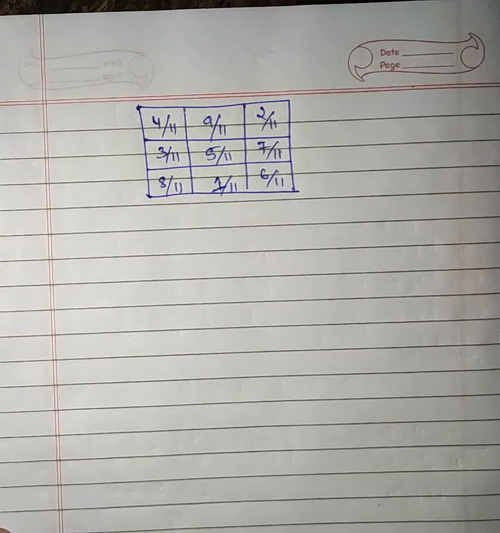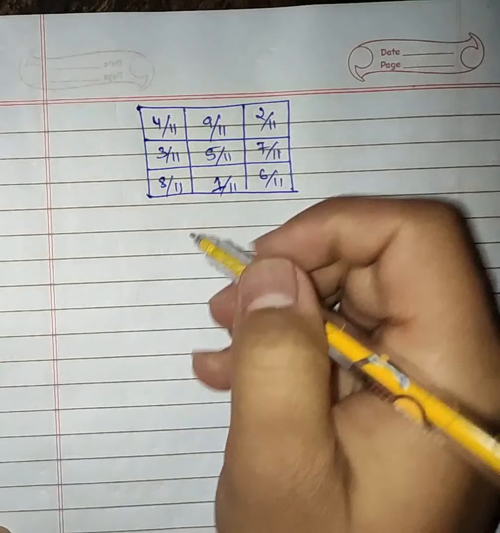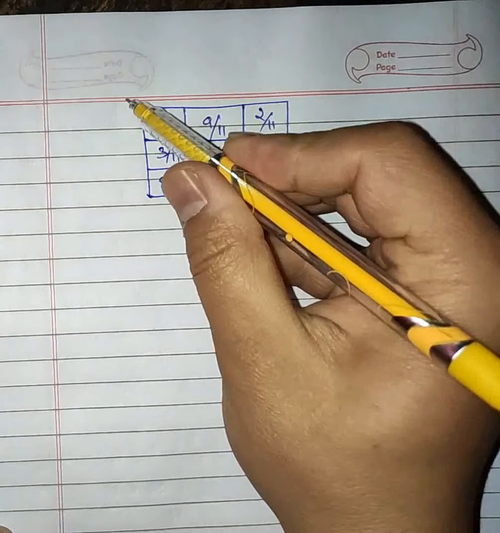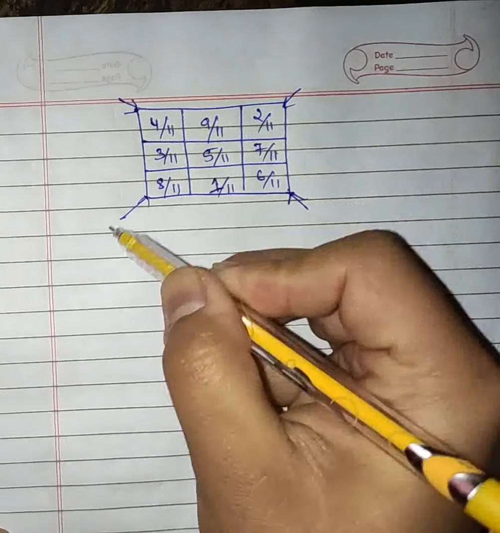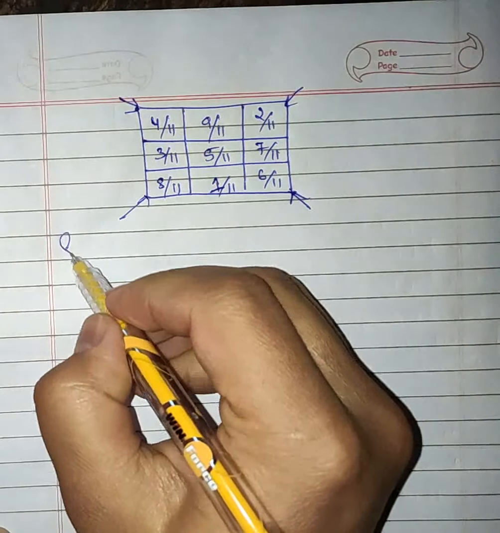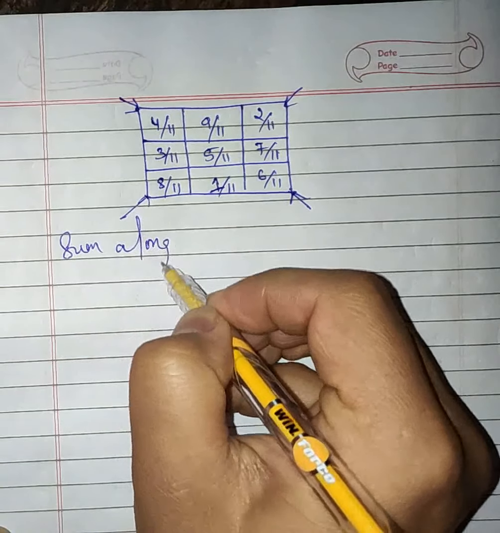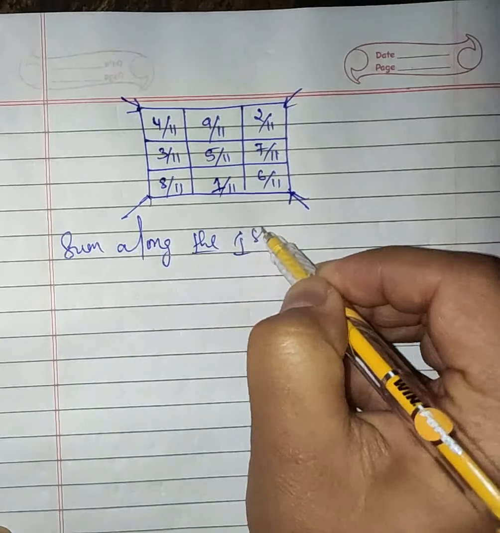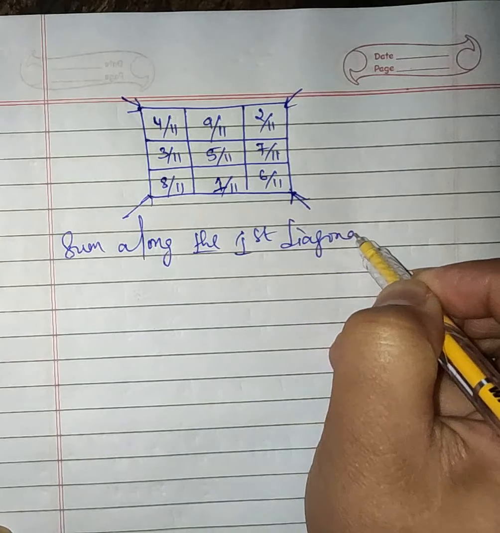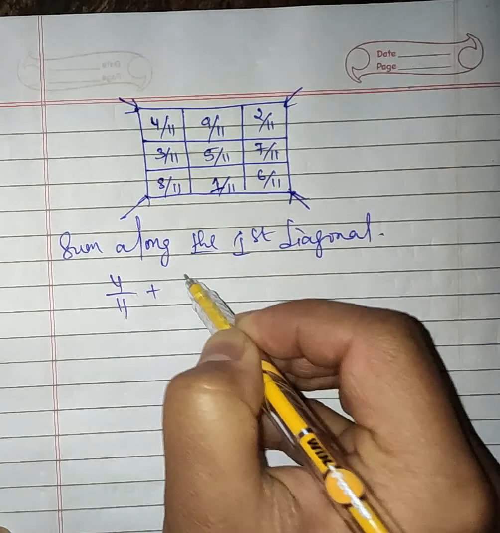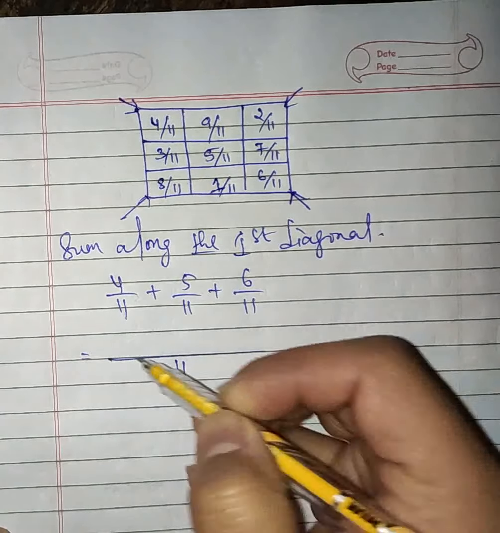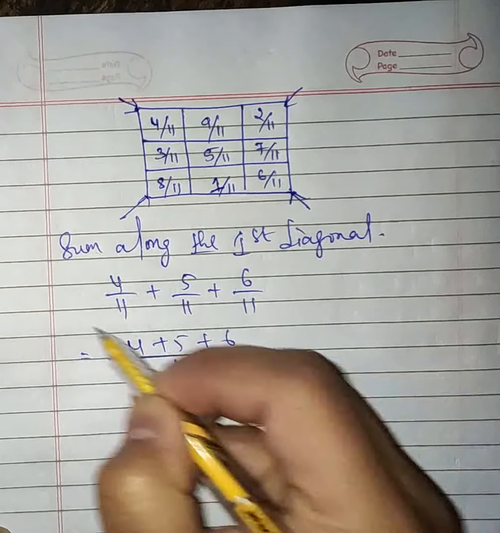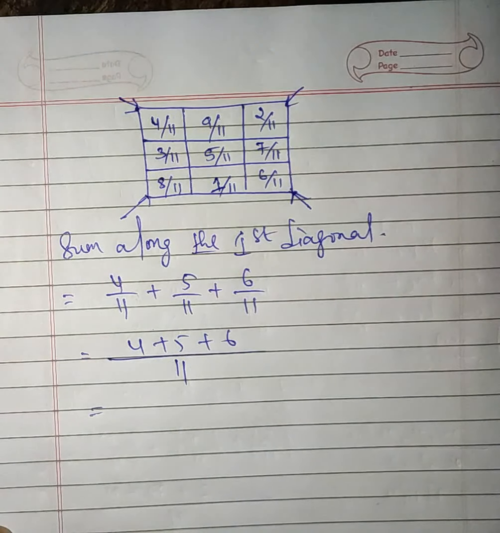Alright, now let us solve for each diagonal. We have two diagonals here. This is one diagonal, and this is another diagonal. So let us add the sum along the first diagonal. It is 4 by 11 plus 5 by 11 plus 6 by 11. So the LCM is the same, 11, 4 plus 5 plus 6. Alright, so 6 plus 4 is 10, 10 plus 5, 15 by 11 again.